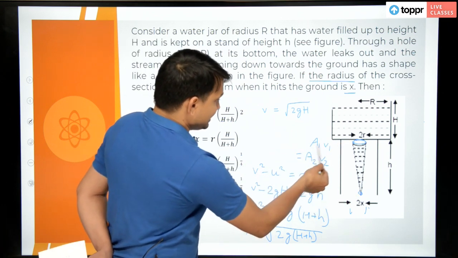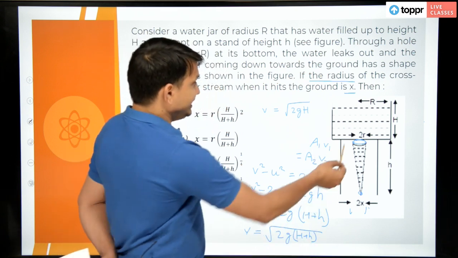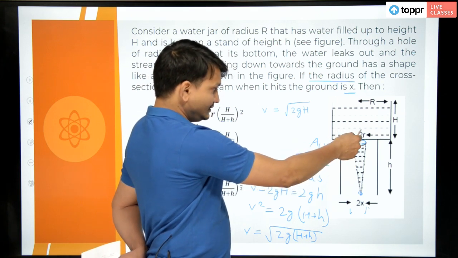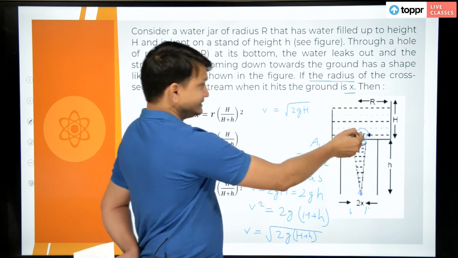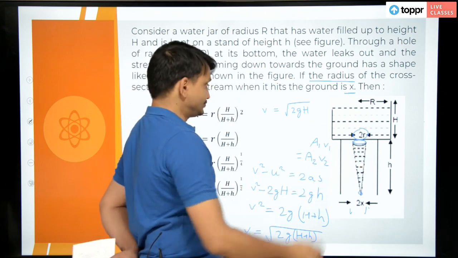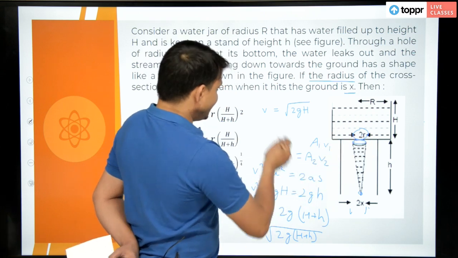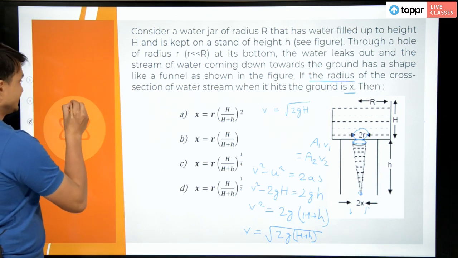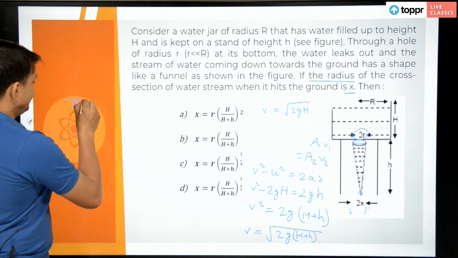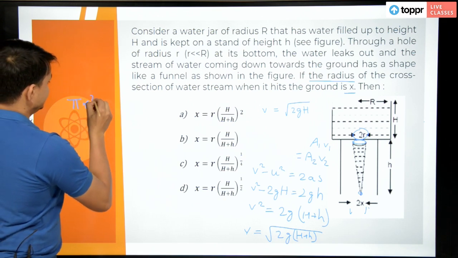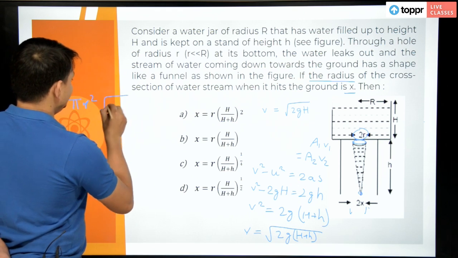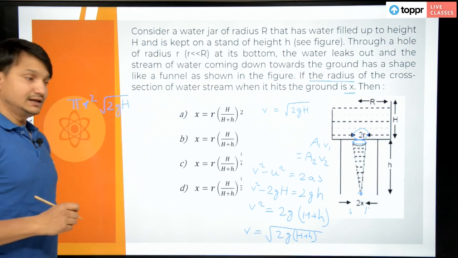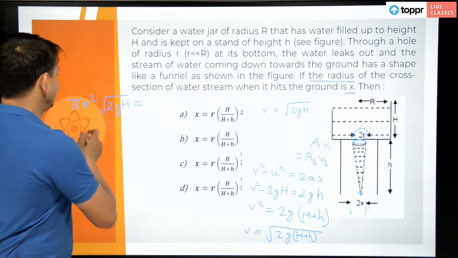We know the area A here, that would be pi r squared. You are seeing this as 2r because the diameter here is 2r. So pi r squared times the square root of 2gH, let us write here, pi r squared times the square root of 2gH. Here we have capital H, is equal to what?